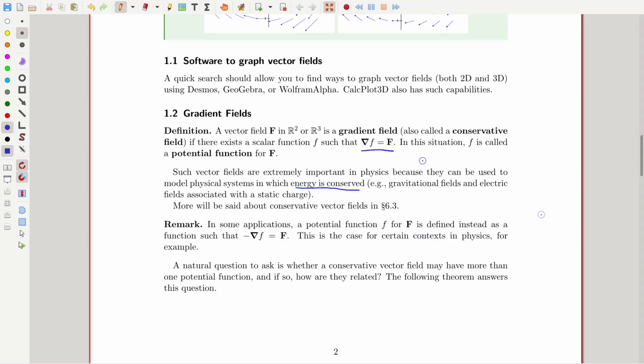And I will typically opt to say conservative vector field because that's what I was taught. And this scalar function little f has a name as well. It's called the potential function, which also is coming from physics. All right, so we have that. And more will be said about conservative vector fields in 6.3. We're just going to briefly touch upon this notion and then we'll revisit it and hash it out more.